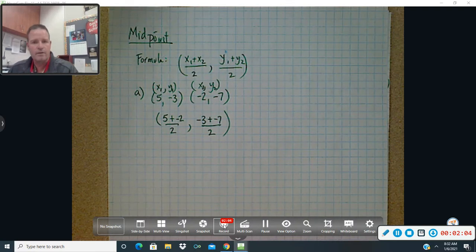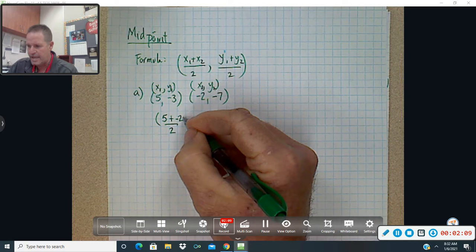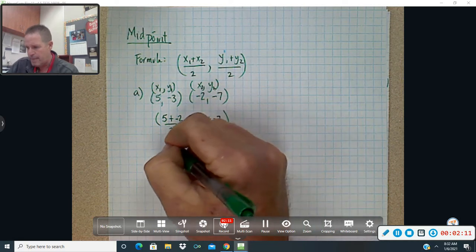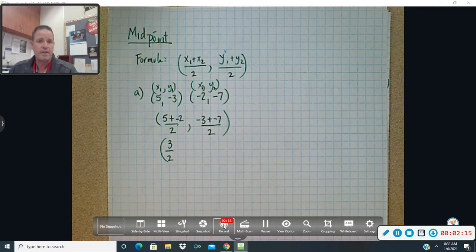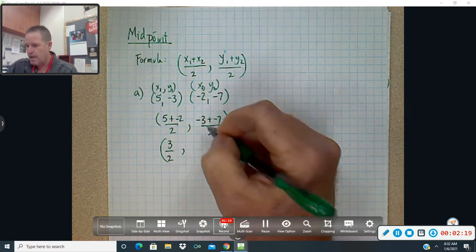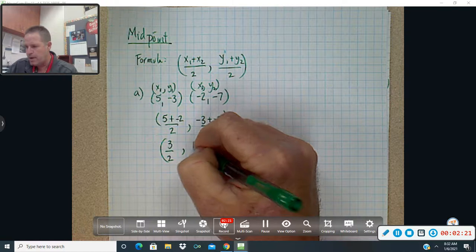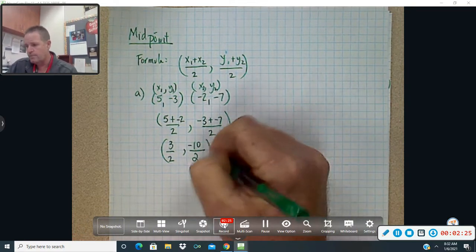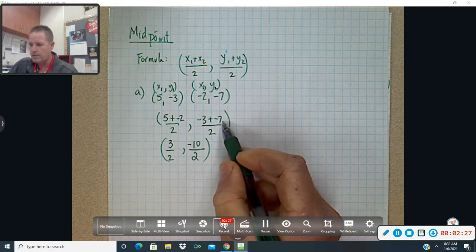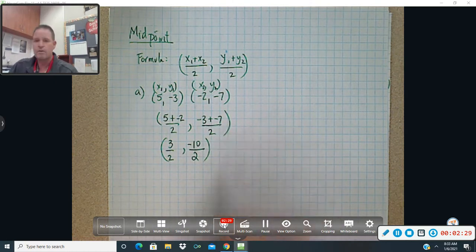And now from here, I'll simplify it. So 5 plus negative 2 is 3. So that's 3 over 2. And I'm fine with you leaving it just like that for your x coordinate. And your y coordinate is going to be positive 10. No, sorry, not positive 10, negative 10 over 2. Okay, negative 3 plus negative 7 is negative 10 over 2.